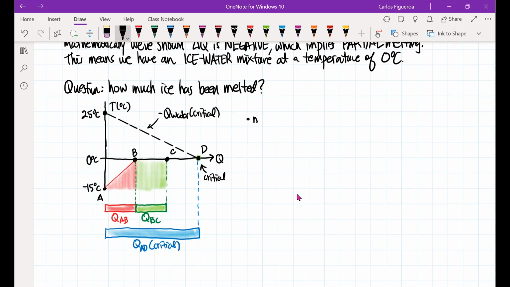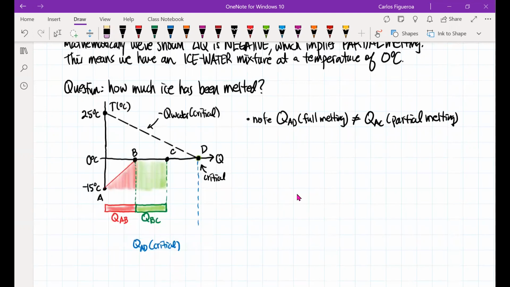So first of all, look at this question here. The first thing is to note that QAD is not equal to QAC. We didn't get all the way to D. So they're not the same. Actually, I should make this a little bit stronger. Note that QAD is really for full melting. This is not the same as QAC, which is for partial melting. They are not the same.